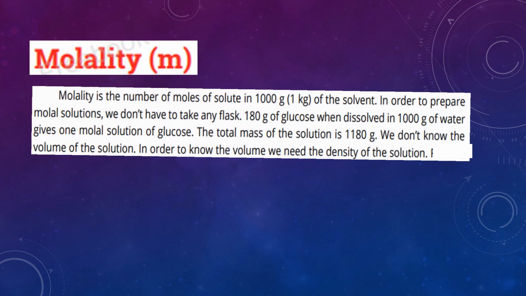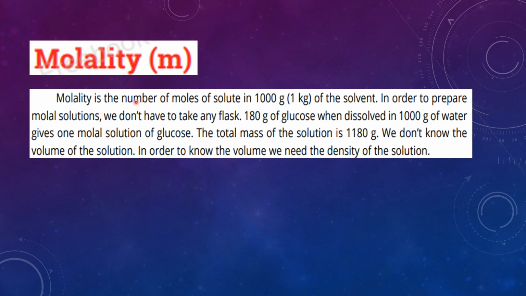What is the molality? Molality is the number of moles of solute dissolved in 1 kilogram of the solvent, 1 kilogram or 1000 grams of the solvent. Just like in order to prepare 1 molar solution, we have to take a flask, but here we don't. 180 gram of the glucose is dissolved in 1000 gram of the water. Simply the mass of water is taken here. 1 kilogram of the water is taken and 180 gram of glucose is dissolved in it, and this solution will be 1 molal solution of glucose.